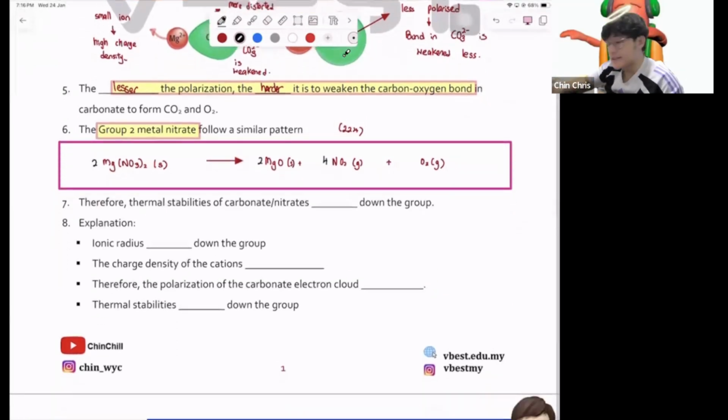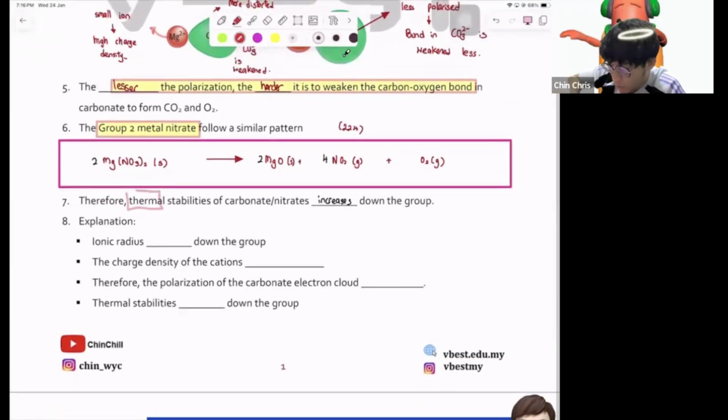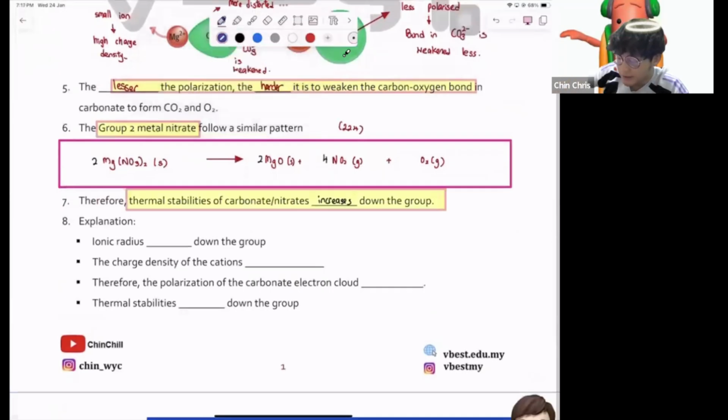Alright guys, now therefore the thermal stability of carbonates and nitrates increases as you go down the group. Please highlight this part. Thermal stability of nitrates and carbonates increases down the group. What is the reasoning? Because the ionic radius increases down the group. When the ionic radius is bigger, the charge density is lower. Charge density decreases. Then the polarization of your anion electron cloud is lesser. It's less distorted now. Hence your thermal stability increases down the group.